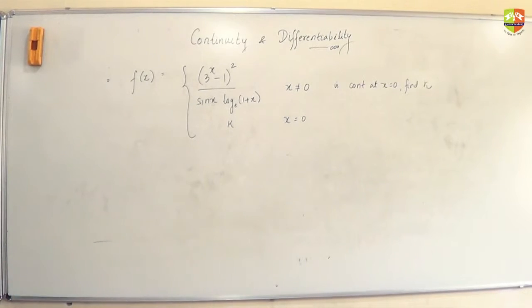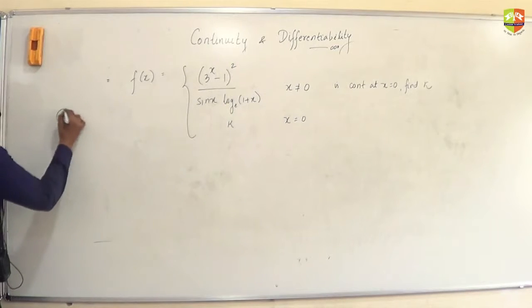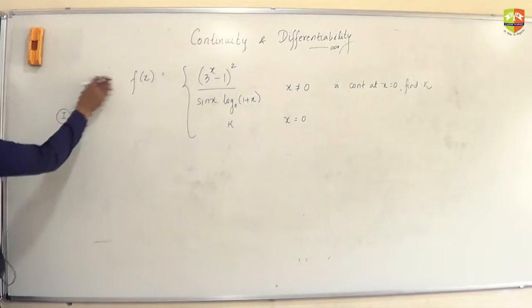This question is testing you on your understanding of limits. That's it. You just have to evaluate the limit of this function as x tends to 0. That will be your k value. This question itself uses three standard limits. What are they? Number one, a quick recap.